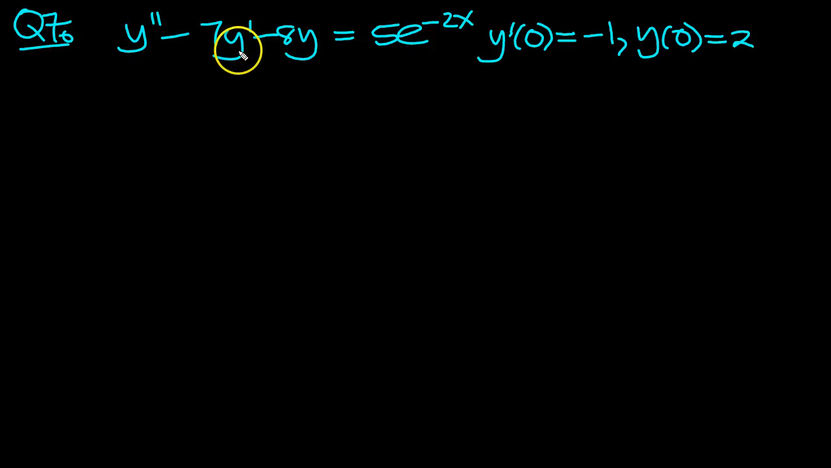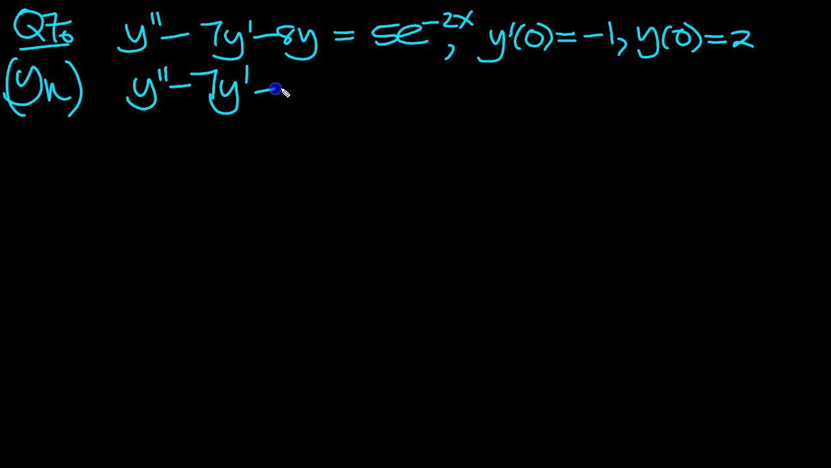y double dash minus 7y dash minus 8y equals 5e to the minus 2x power. And we've got these initial conditions here. So let's have a go at this. The first thing we want to do is solve for the associated homogeneous equation. So let's write that down. y double dash minus 7y dash minus 8y equals 0.